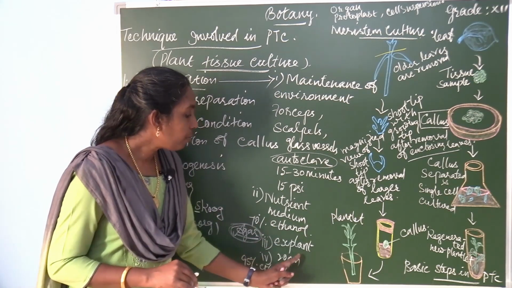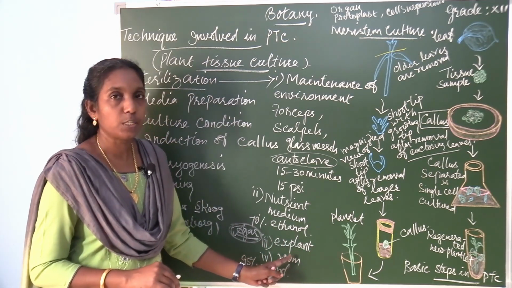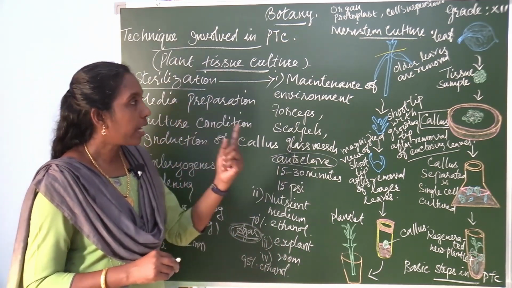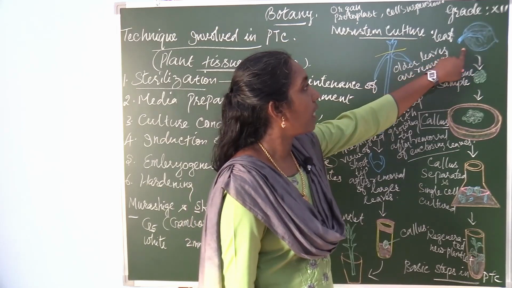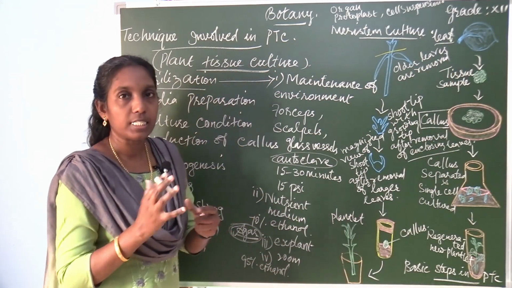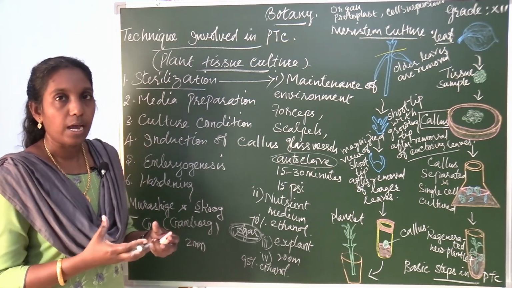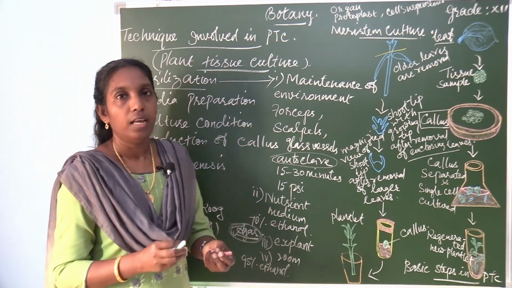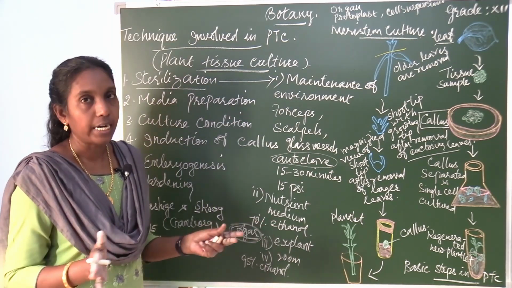And the explant must be sterilized. What is an explant? The plant part which is selected. Here the explant is selected as leaf. Here leaf is the explant. The leaf must be washed with running tap water, and in the tap water we wash away the debris.